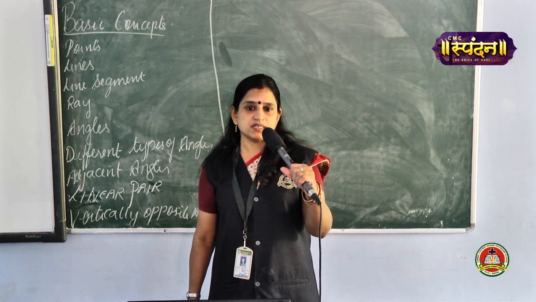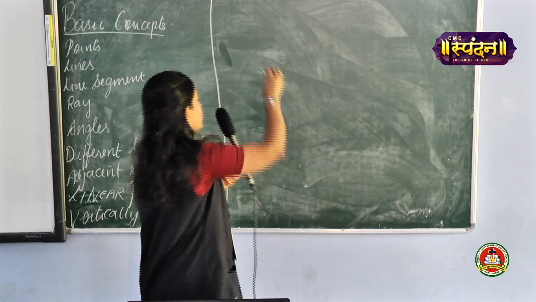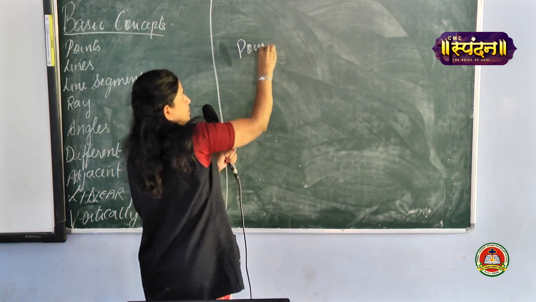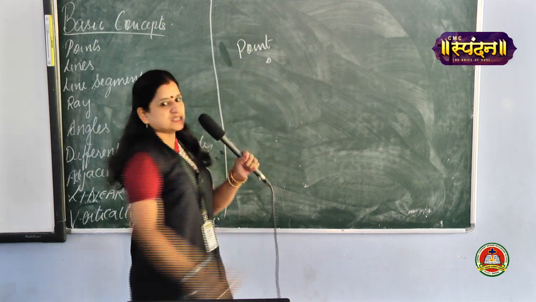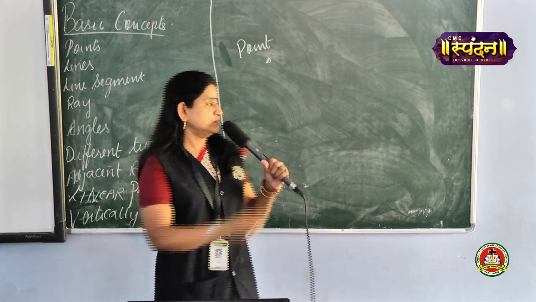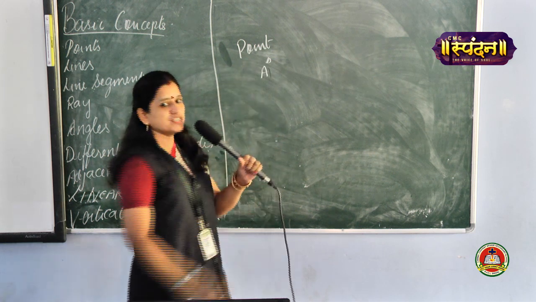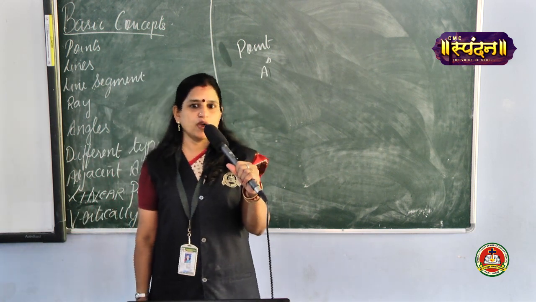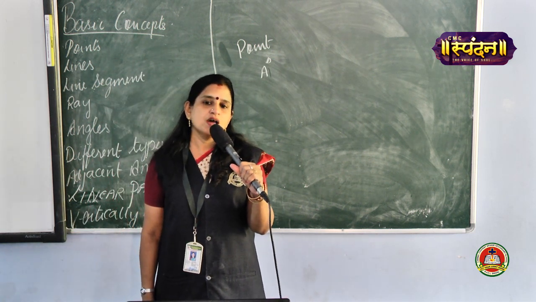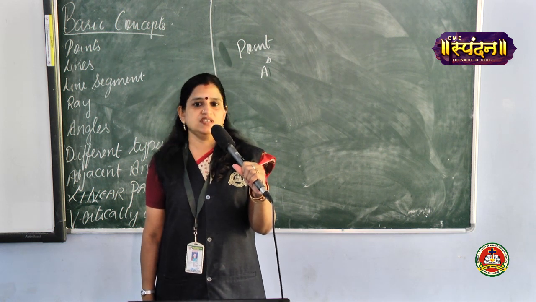Where does this geometry start? It started from a point. This point is represented by a capital letter. Example, point A. This is a single point which has got no length, no breadth and no thickness.